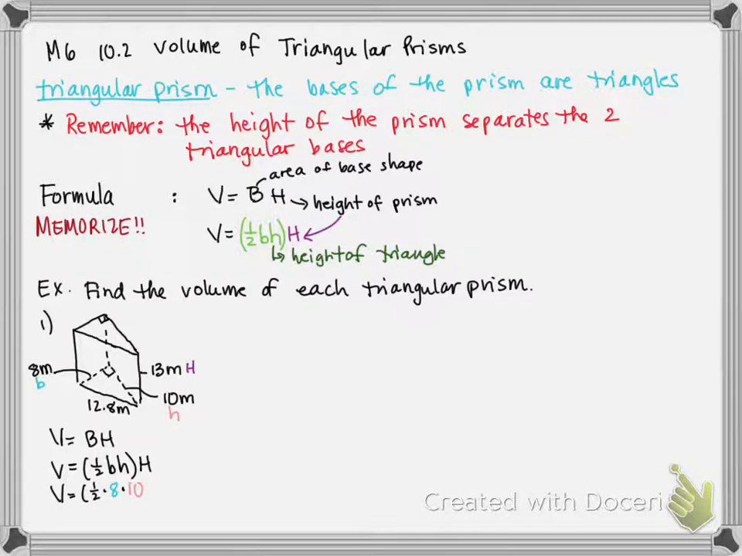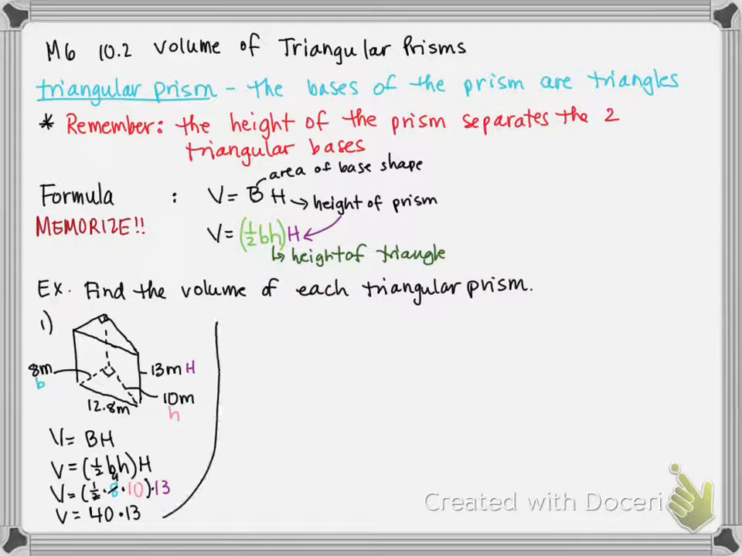And then we're going to multiply that by the height of the prism, which is 13. Okay, so let's see what I can do. I'm going to take 1/2 of 8, which is 4. That gives me 4 times 10 is 40. And I'm going to multiply that by 13.